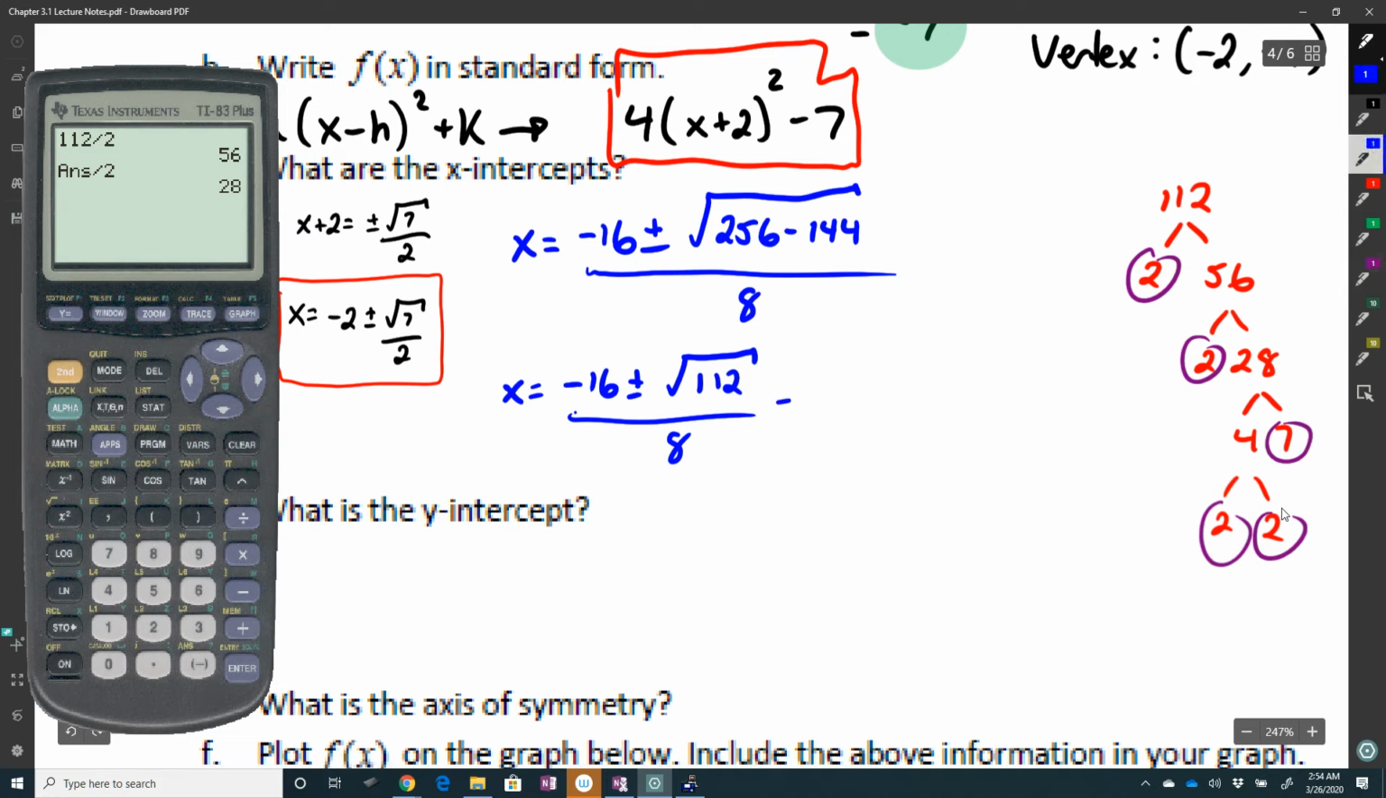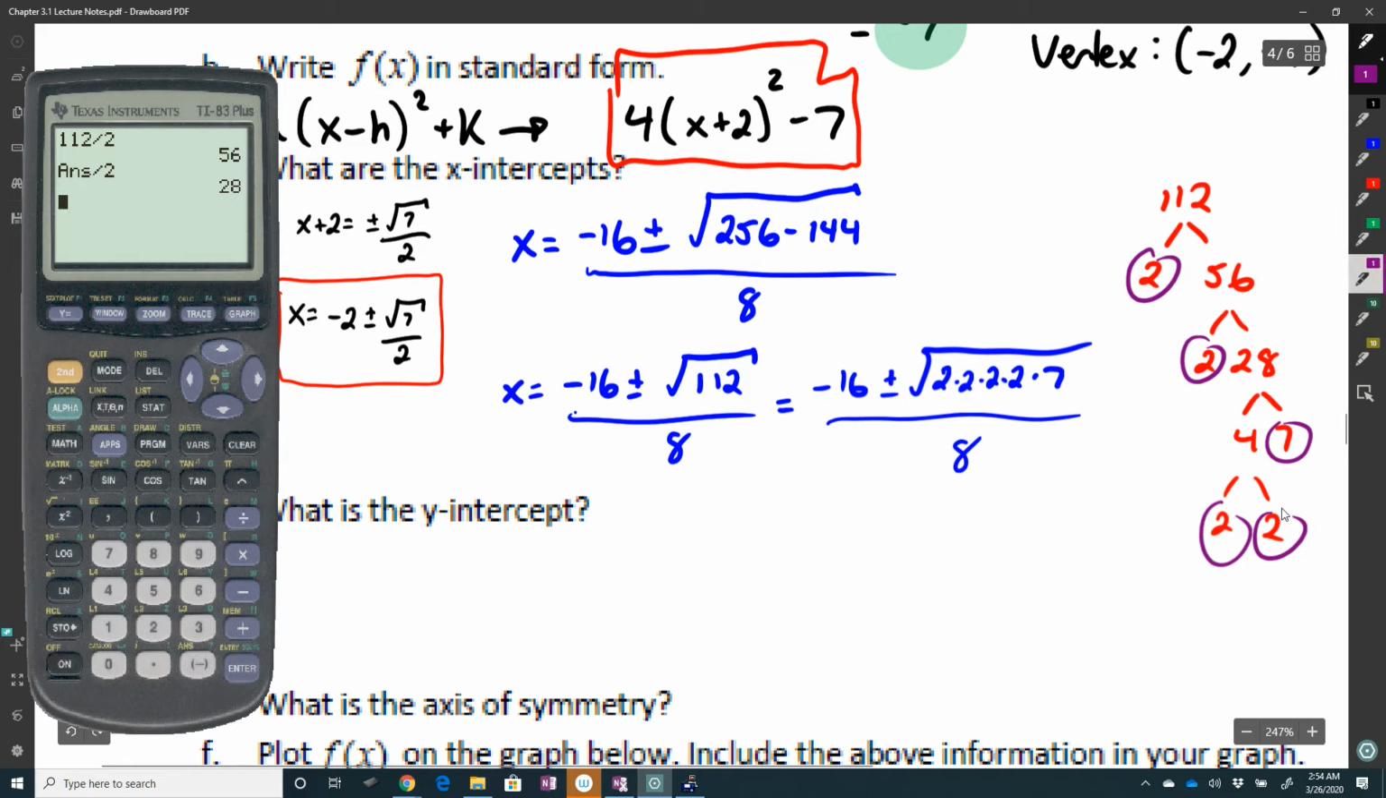So this is just negative 16 plus or minus the square root of 2 times 2 times 2 times 2 times 7 all over 8. And so the way a square root works is it takes 2 of something and it takes it out as 1. Because 2 times 2 is 4. The square root of 4 is 2. So these can leave as 1, 2. This can leave as 1, 2.